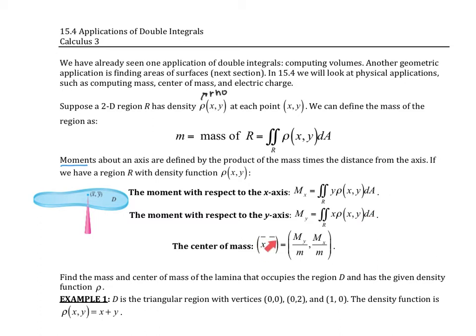And the center of mass can be found by dividing the moment by the mass. The moment with respect to y divided by the mass is the x coordinate, and the moment with respect to x divided by the mass is the y coordinate. Now, the center of mass is where the region will be perfectly balanced.